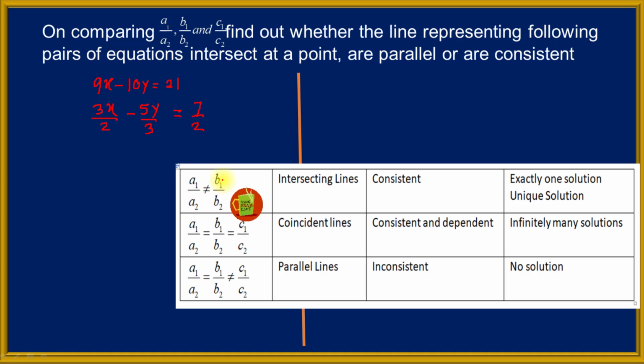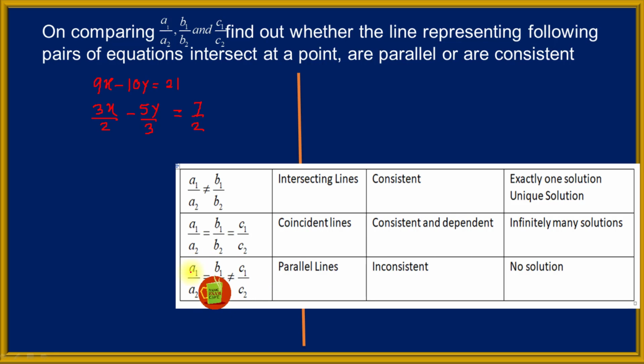If A1 upon A2 is not equal to B1 upon B2, then the lines will be intersecting lines and the nature of the equations will be consistent and it will have exactly one solution. It means unique solution. If A1 upon A2 is equal to B1 upon B2 is equal to C1 upon C2, then the lines will be coincident lines and that will have infinitely many solutions, and the nature of the equations will be consistent and dependent.